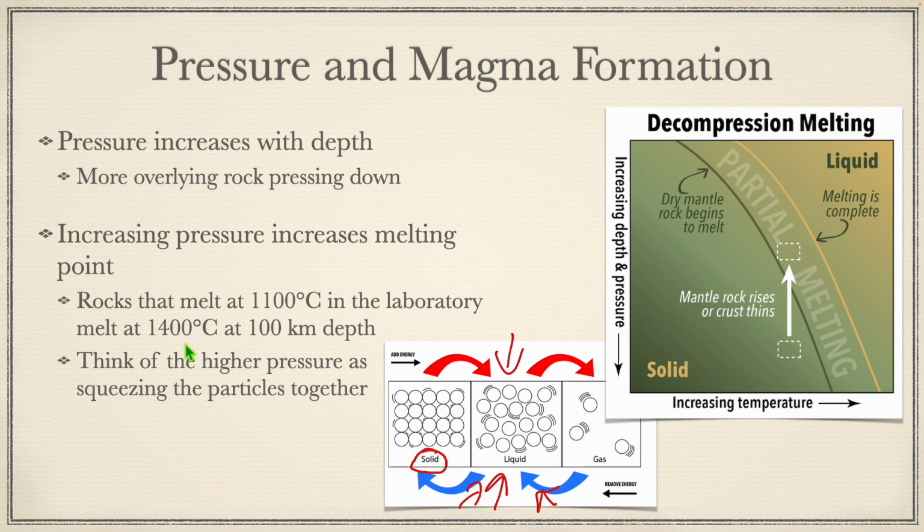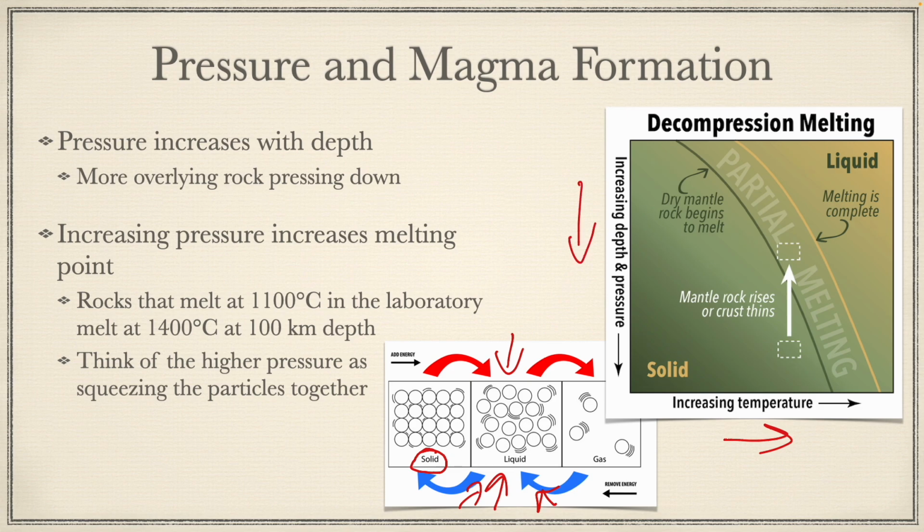Now, what can happen is, due to density differences, some of this hot rock that's deeper in the crust can actually start to move up. As it moves up, the pressure decreases, and that allows the melting point to start dropping to the point that it will actually melt. Think of higher pressure as squeezing these particles together. This is what's happening here: we have increasing temperature going across, and increasing pressure and depth going this way.